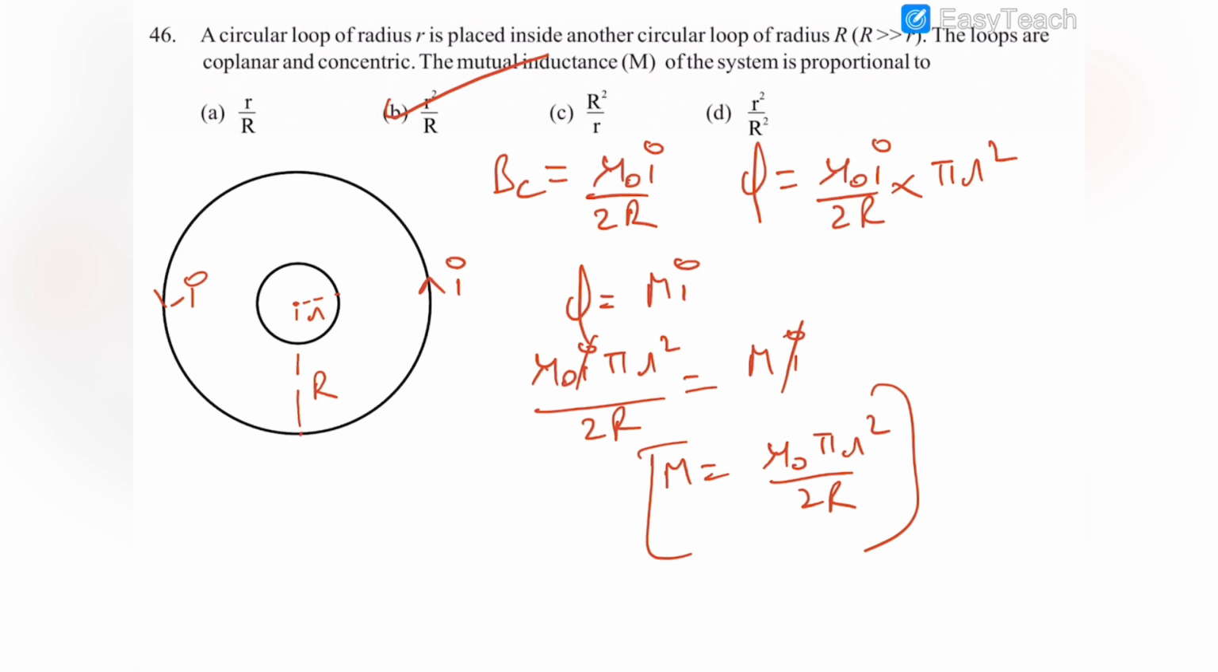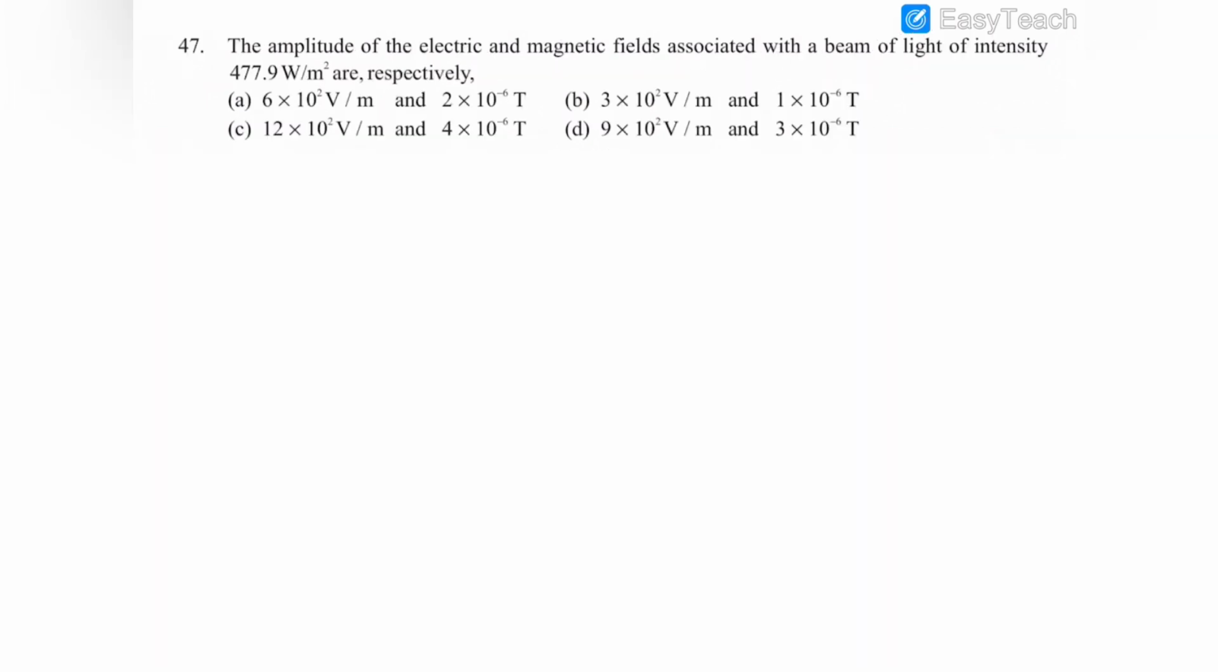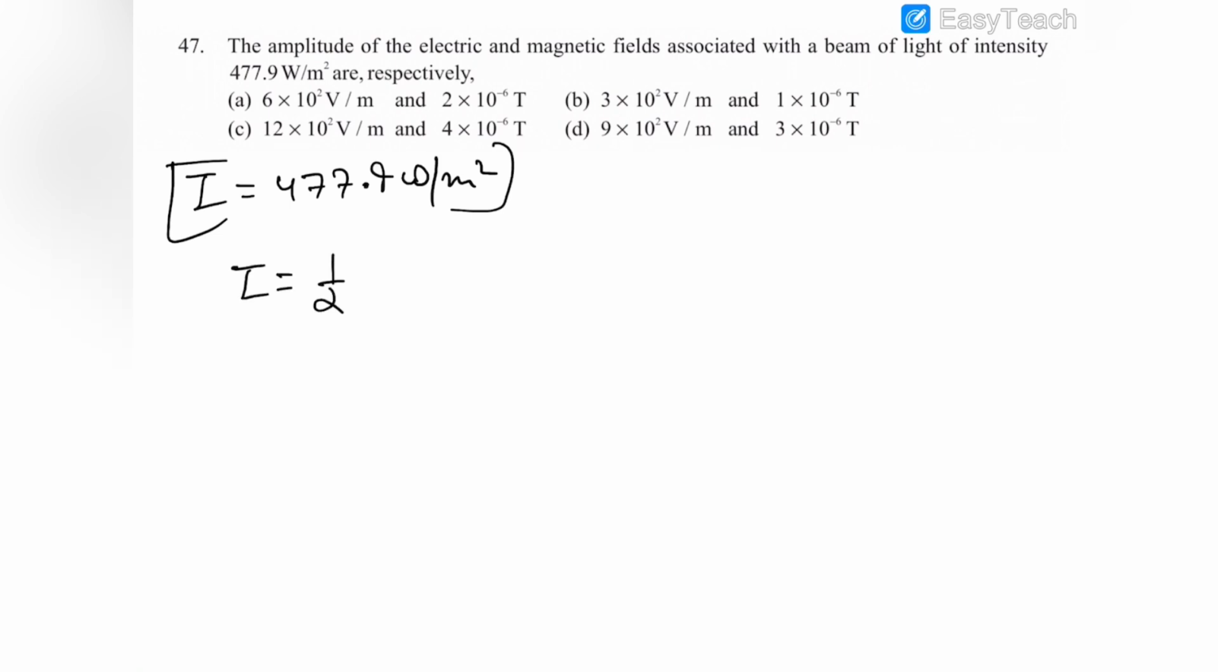Now we move on to the next question. In this question, it is given that the intensity of an electromagnetic wave is 477.9 watt per meter square, and we have to find the amplitude of the electric field and magnetic field. We know that the intensity is related to the electric field by the formula half epsilon naught E naught square into C, and it is also related to the magnetic field as half B naught square by mu naught into C.